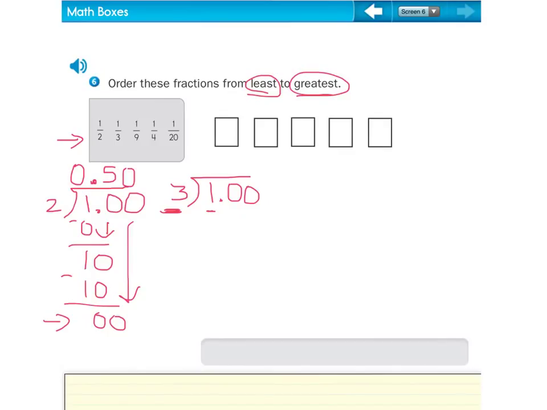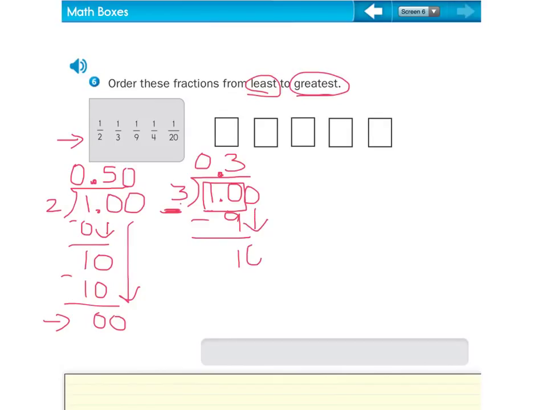3 goes into 1.00. Oh, it's a decimal, so I'm going to add that decimal up top first so I don't forget to put it in. 3 goes into 1 0 times. Okay, 3 doesn't go into 1. 3 is bigger. So 3 into 0 one time. Now it's going to be 3 into 10. 3 goes into 10 3 times. 3 times 3 is 9. 10 minus 9 is 1.